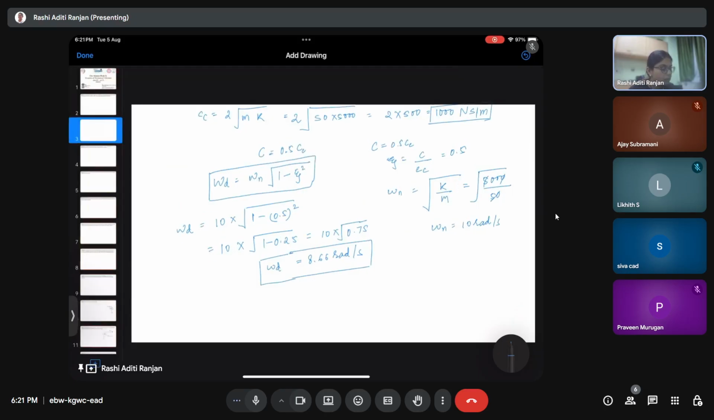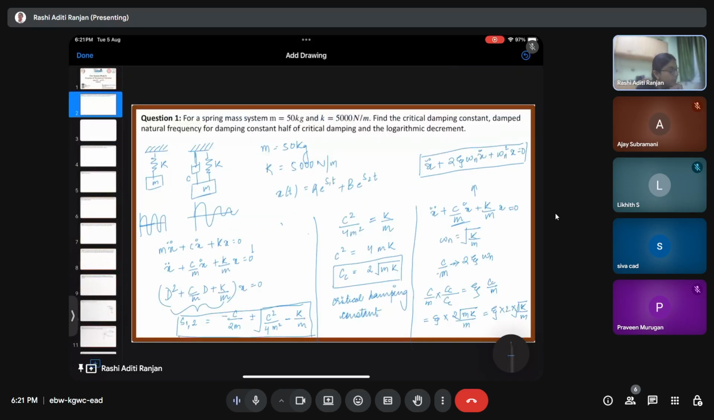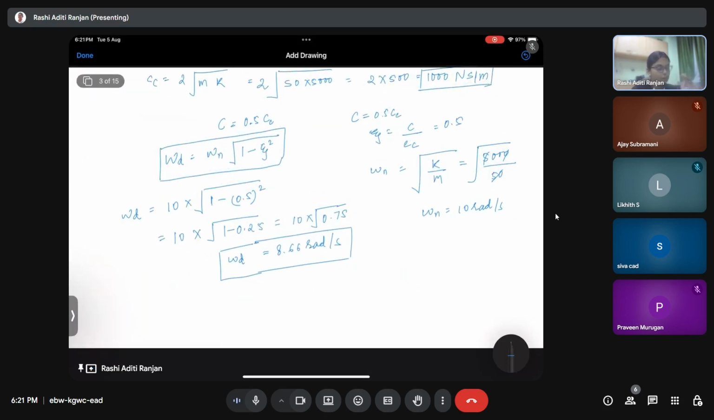Now, the third part says that we have to find out the logarithmic decrement. Okay, so what was logarithmic decrement? A derivation was done which taught us that for an underdamped system, we are going to have oscillations of decreasing amplitude, right? In that case, if you want to relate the amplitude of the first cycle to the second cycle, or the second cycle to the third cycle, likewise, we define a term known as logarithmic decrement.